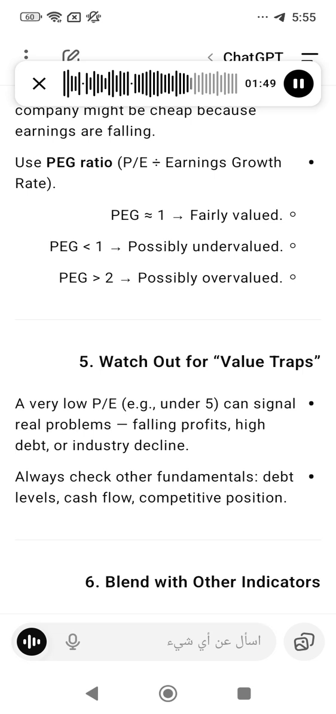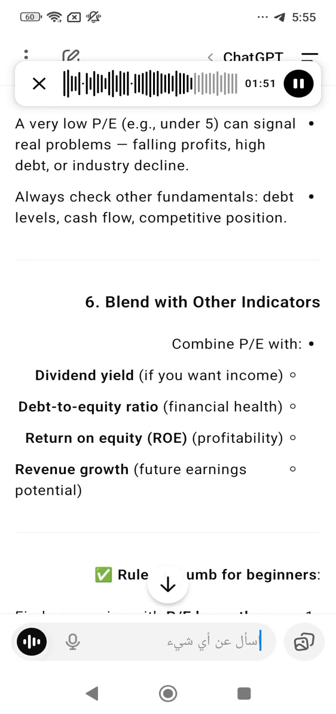6. Blend with other indicators. Combine PE with dividend yield if you want income, debt to equity ratio, financial health, return on equity, ROE, profitability, revenue growth, future earnings potential.